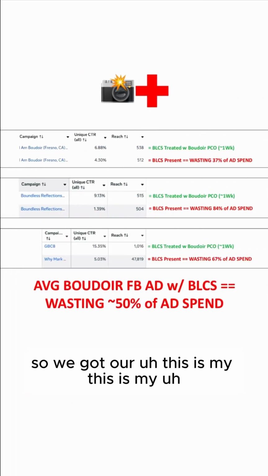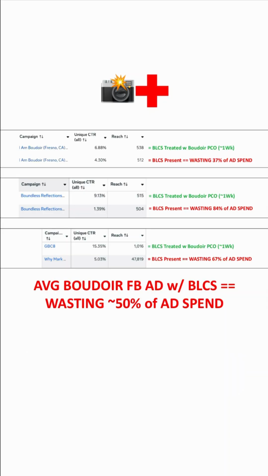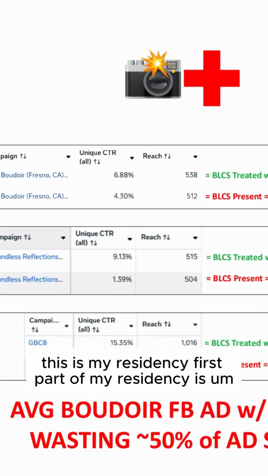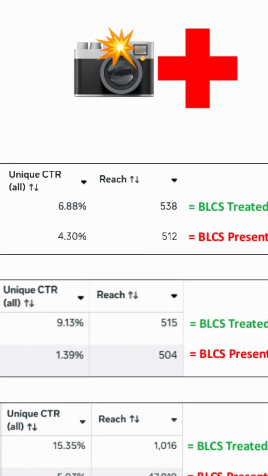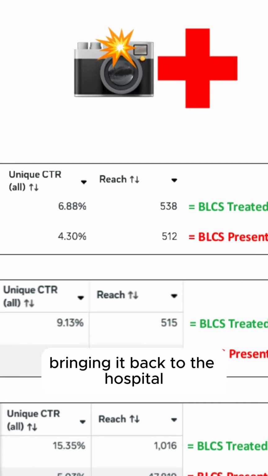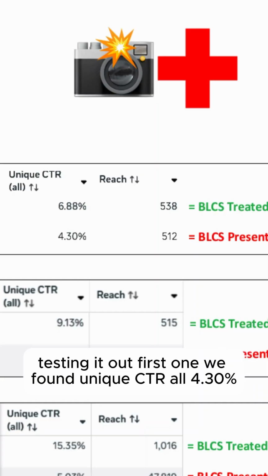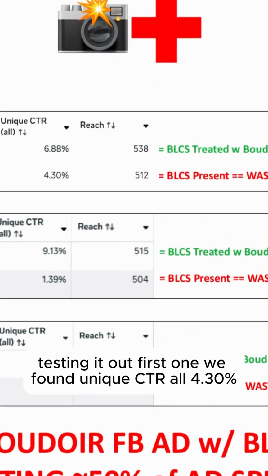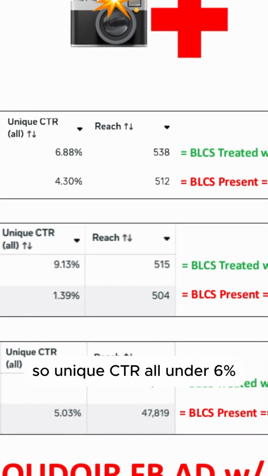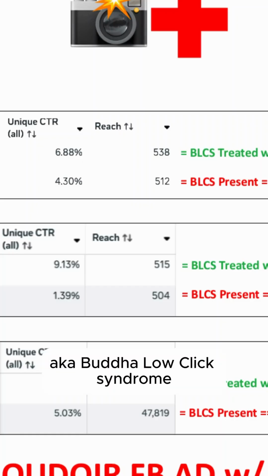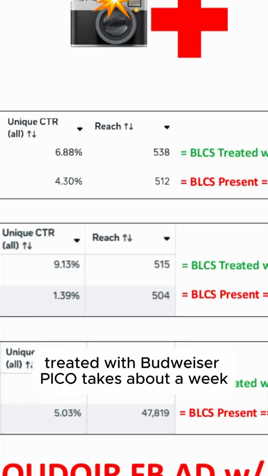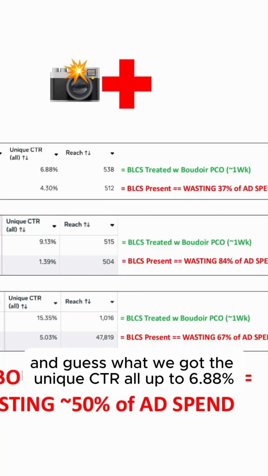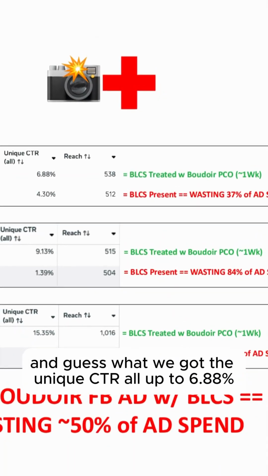So this is my residency. The first part of my residency is finding a Boudoir Facebook ad out there, bringing it back to the hospital, testing it out. The first one we found had a unique CTR all of 4.30%. So unique CTR all under 6%, we know that BLCS is present, aka Boudoir low click syndrome. So we got the treatment, treated with Boudoir PICO. Takes about a week. And guess what? We got the unique CTR all up to 6.88%.